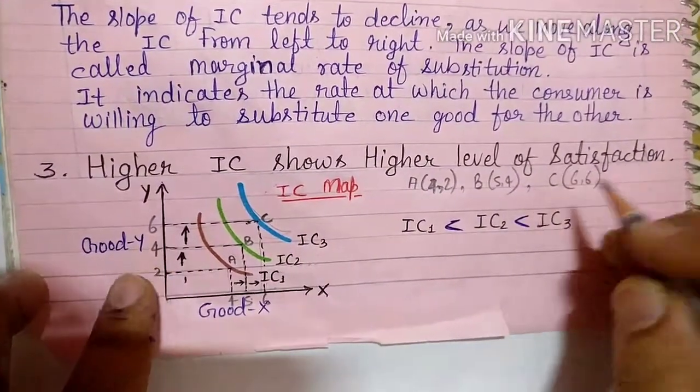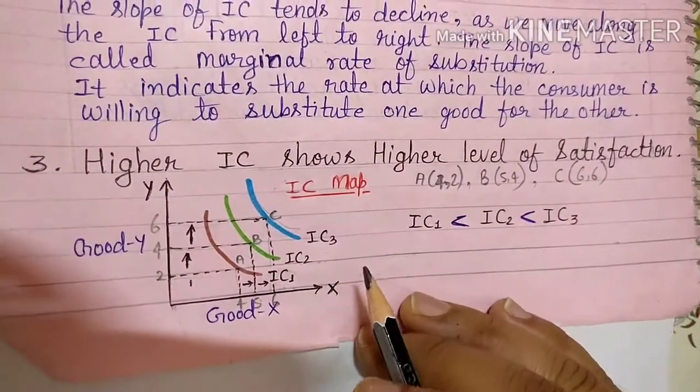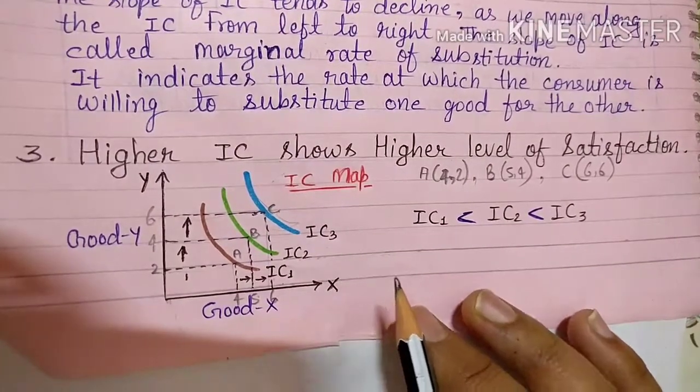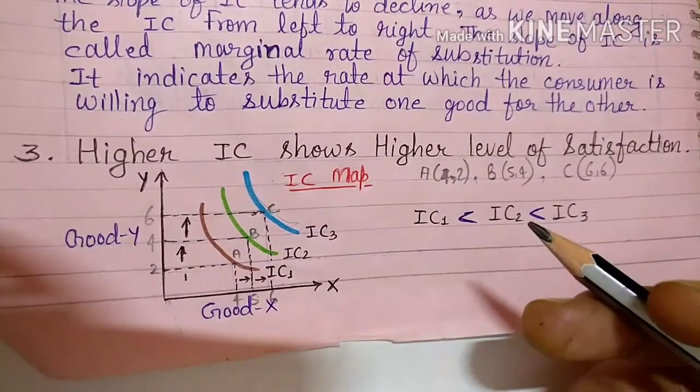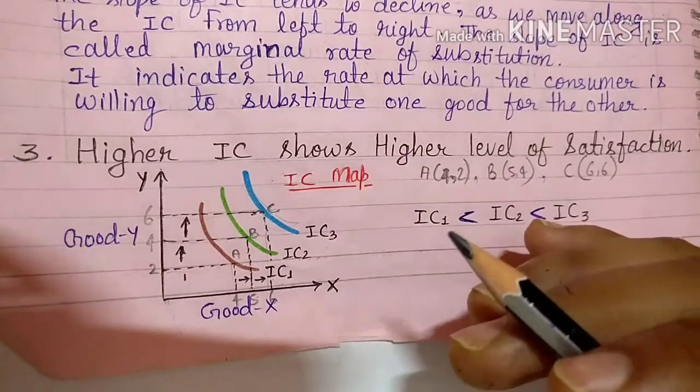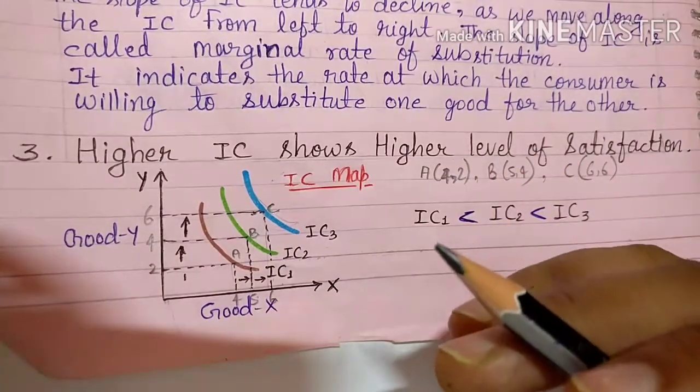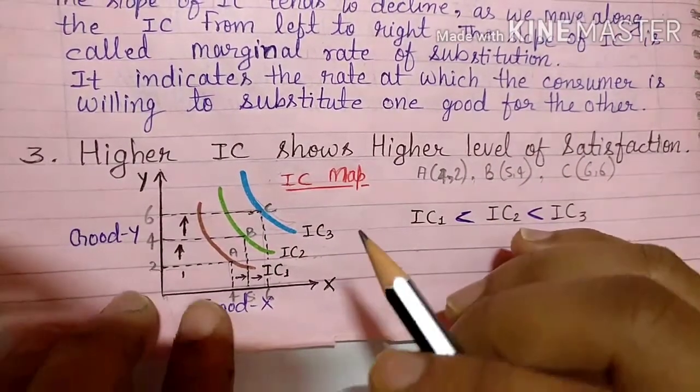Now, as I told you in the assumptions, the more we consume, the higher the satisfaction. More consumption will give us more satisfaction in terms of TU, total utility.